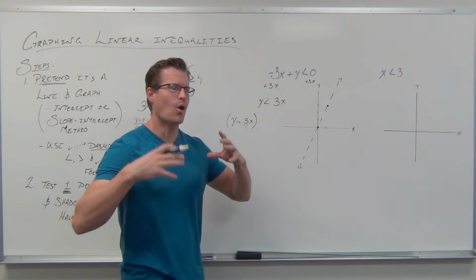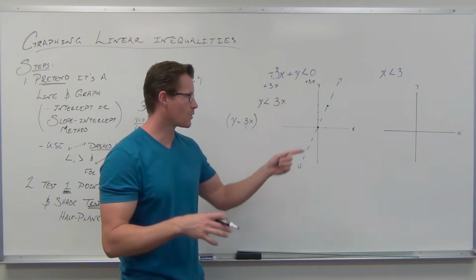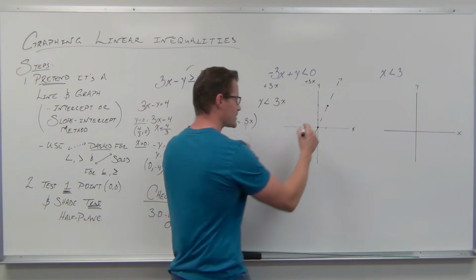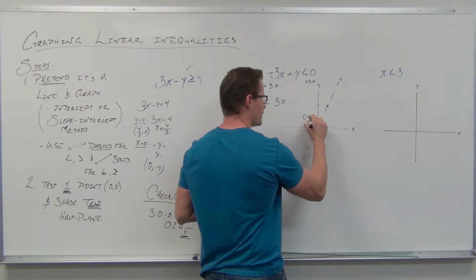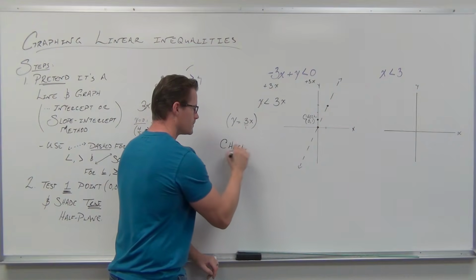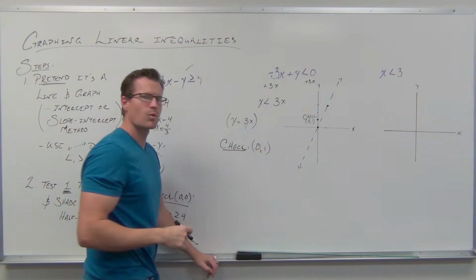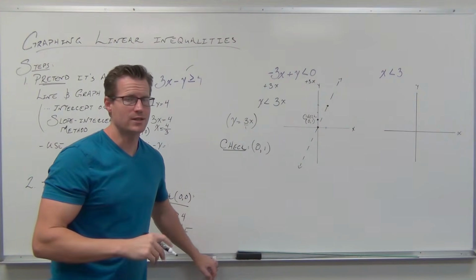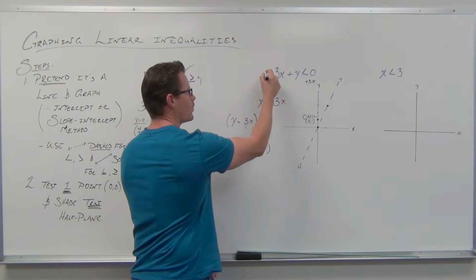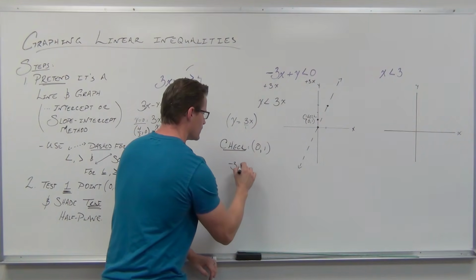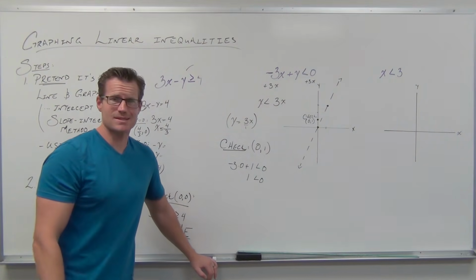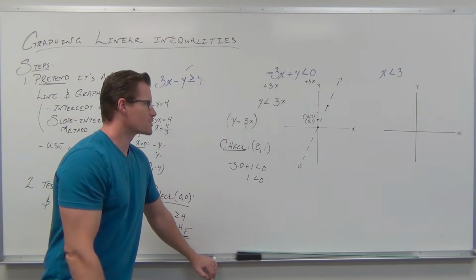Now me personally, I always use 0, 0, and if I go through the origin, I use 0, 1. I've created a pattern, that's what I do, because I know that's my fallback point. So I'll check 0, 1. When we check 0, 1, just remember we're putting 0 for x, we're putting 1 for y. Don't reverse that. Don't do 1 for x, 0 for y accidentally. Is 1 less than 0? No, clearly not. So that's a false statement.